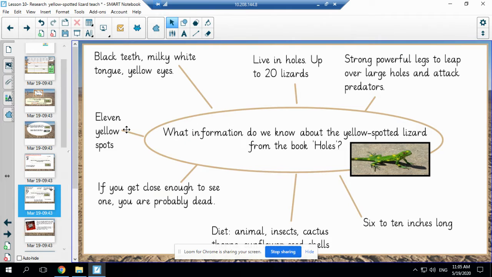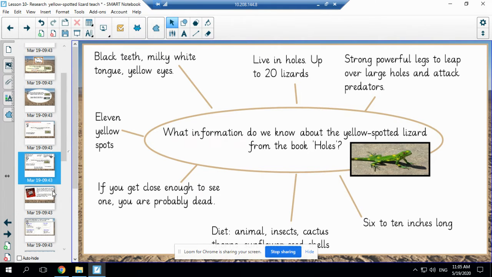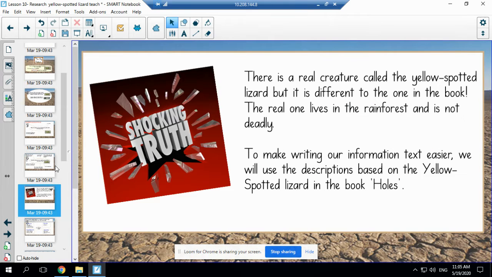As I mentioned, here are lots of different facts talking about different categories to do with the yellow-spotted lizard. Feel free to magpie some of these ideas if you missed them in your own research.